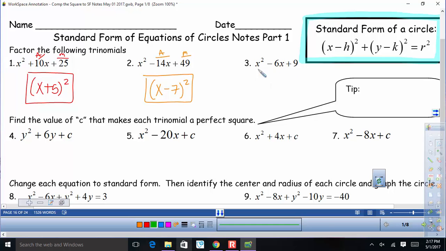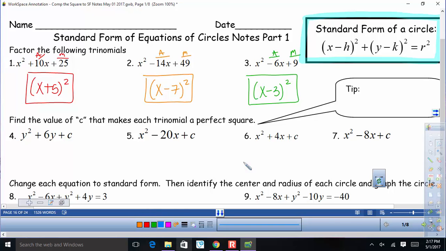Okay, and last one, number 3. What multiplies to give me a positive 9 and adds to give me negative 6? 3 and 3? Negative 3 and negative 3. Okay. Now, the second skill we're going to need is how to complete the square.